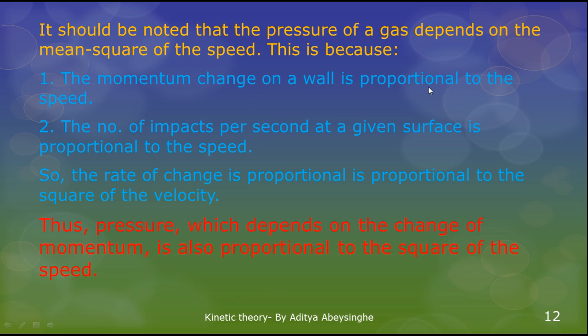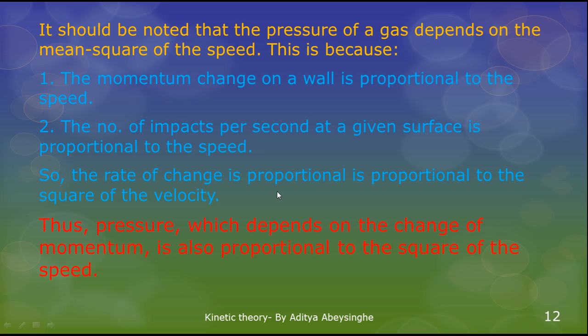Now you know that the mass of a gas doesn't change when you increase the temperature of a system, right? You can say that the velocity increases but the mass doesn't increase, so the momentum should be proportional to the speed, right? So that's obvious even from the basic concepts of mechanics. And the second thing I have to mention here is that the number of impacts per second at a given surface is proportional to the speed. I explained this in detail in the first video on the kinetic theory of gases.